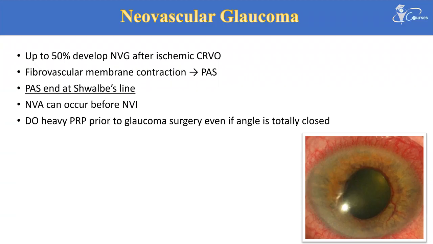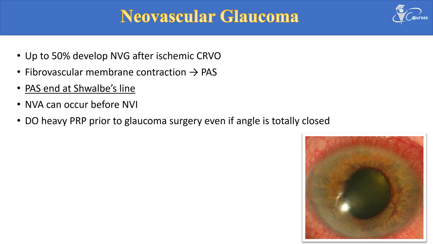In those patients, the neovascularization at the angle could occur before the neovascularization on the iris, and the treatment is to do heavy PRP whenever possible. So heavy PRP before glaucoma surgery, even if the angle is totally closed, because it targets the pathology, which is posterior segment ischemia. This ischemic retina will release VEGF, which will result in new vascularization in the iris and in the angle, and so PRP will kill this ischemic retina. So this will be the treatment.